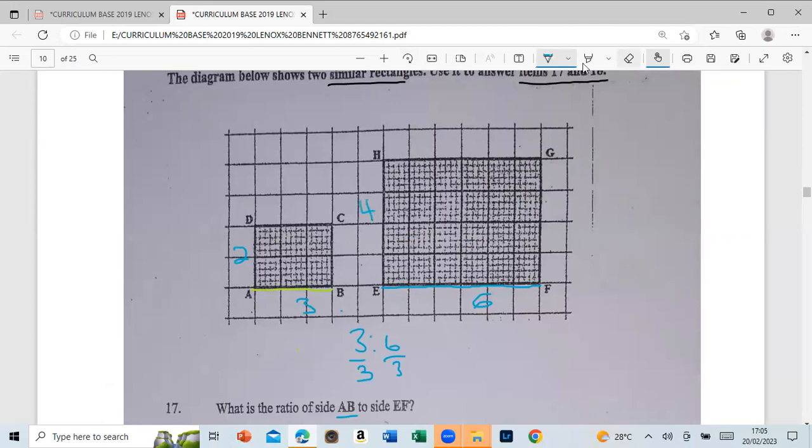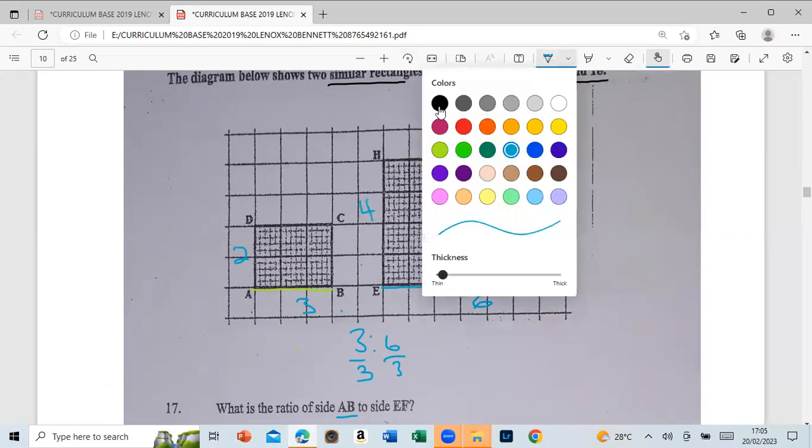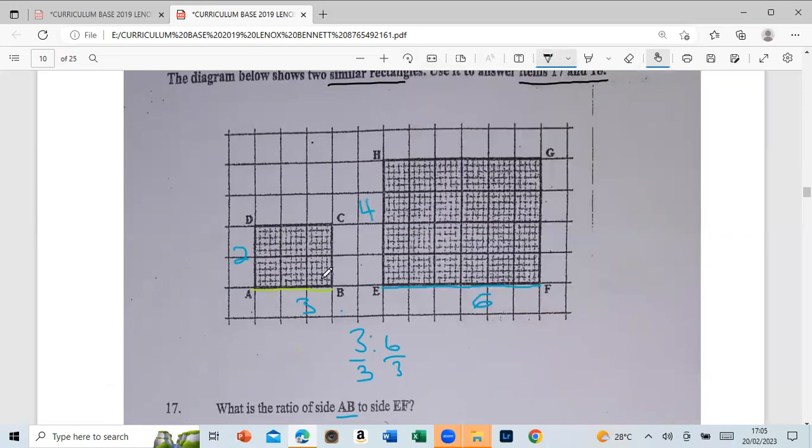So let's find the area for this. How do we find the area for a rectangle? Length times width. So it's 2 times 3 for this one. So that's 6 centimeters squared. Not necessarily centimeters, we'll just put a unit. And then we have 4 times 6. So that is what? 24. So it's 6 to 24.